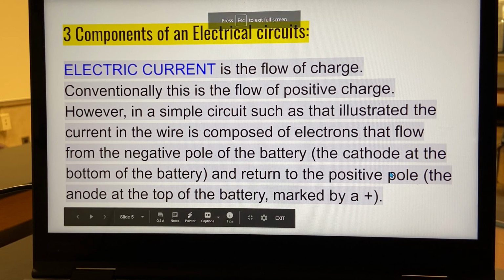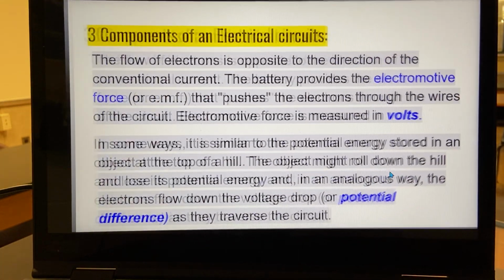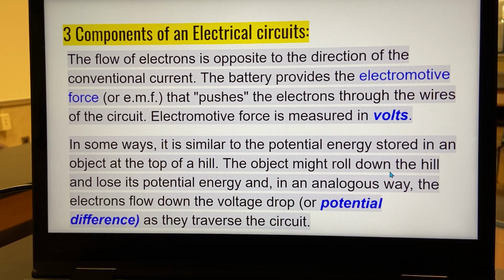The electric current is the flow of the charge. Conventionally, this is the flow of positive charge. However, in a simple circuit, such as that illustrated, the current in the wire was composed of electrons that flowed from the negative pole of the battery, the cathode, to the positive pole of the battery, the anode. The anode or positive is at the top of the battery, and the cathode or negative is thought to be at the bottom of the battery. The flow of electrons is opposite to the direction of conventional current.